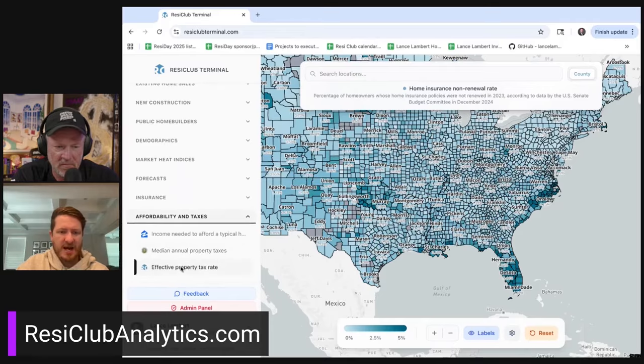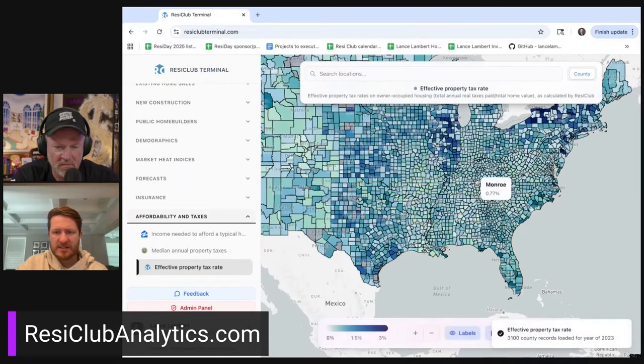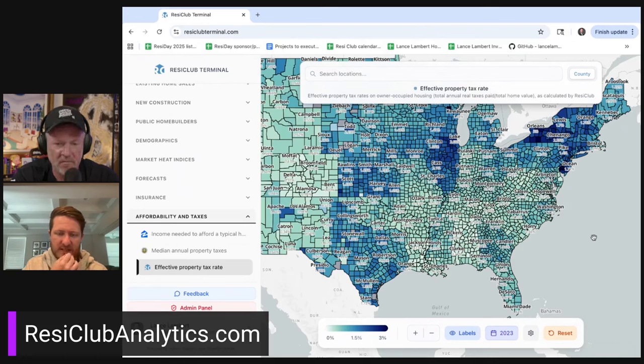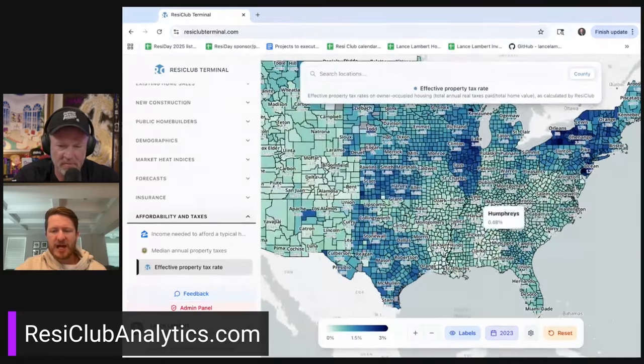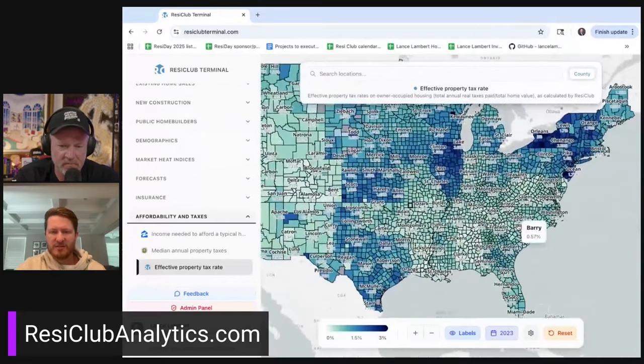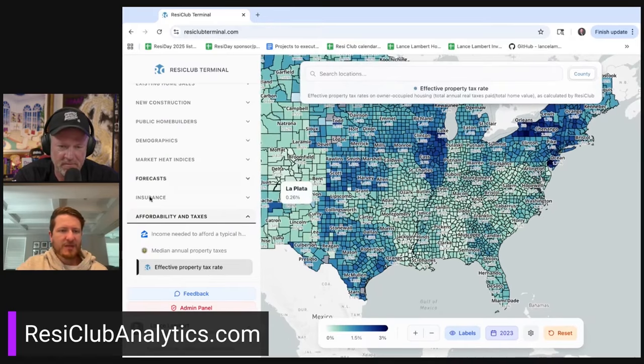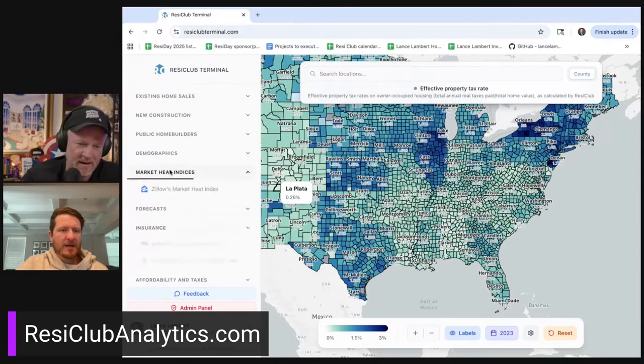You want to see taxes, effective property tax rates. This is one I calculated. I take typical home value by typical property tax paid. It's not perfect because within counties and municipalities, all of this varies a lot. For sure. But you can get a little bit of a gist, right? Like Illinois, obviously. New York. Yep. Highest.